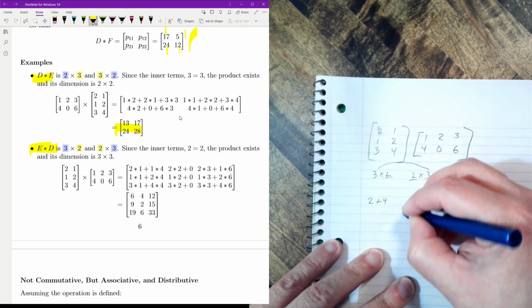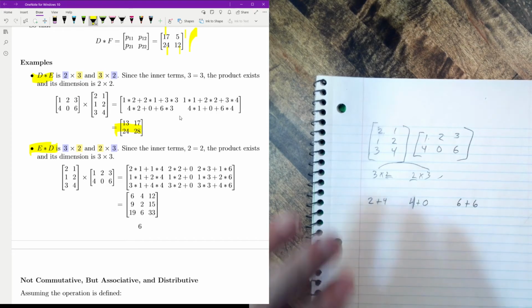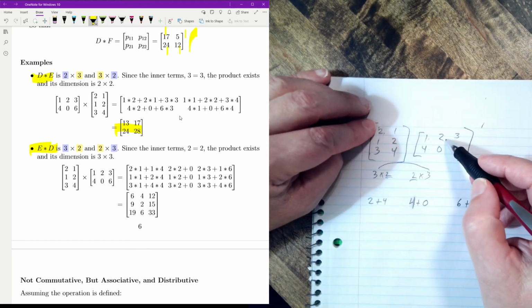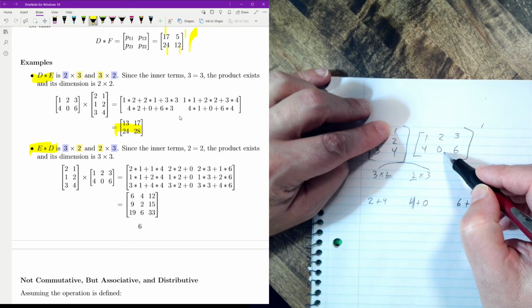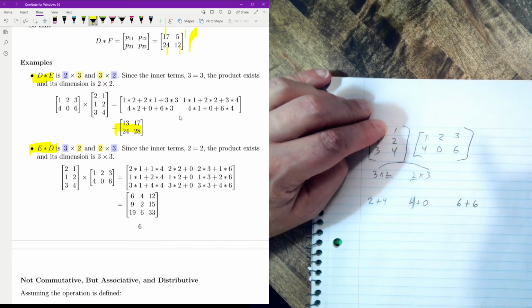It's always a good idea to double check some things. 2 times 2 is 4. It's easy to make mistakes, so try not to. 2 times 2 is 4. 1 times 0 is 0. 2 times 3 is 6. 1 times 6 is 6.